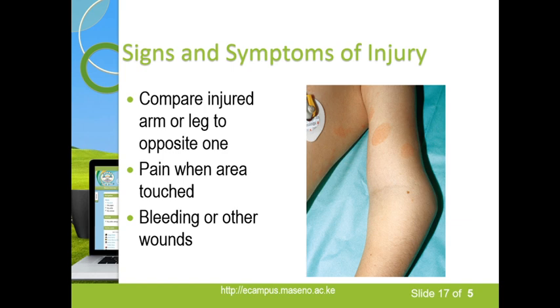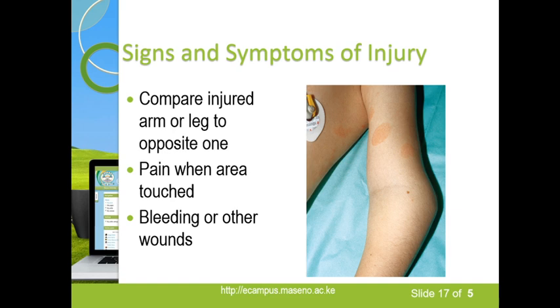Now, if a person has a musculoskeletal injury, this is the way to recognize it. You compare the injured arm or leg to the opposite one. Usually they should be symmetrical, but when there is asymmetry, then you know one is injured. And usually there is pain at the area of the injury, which increases with touch.